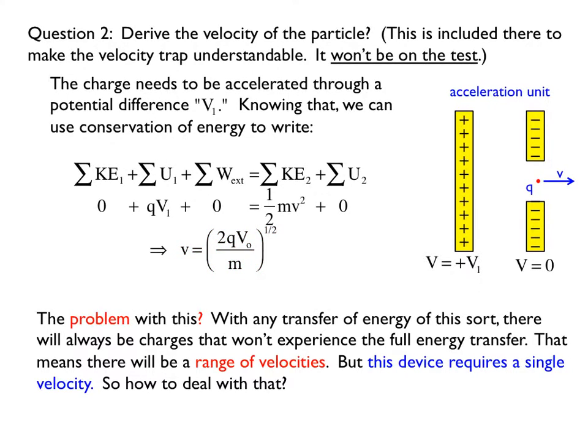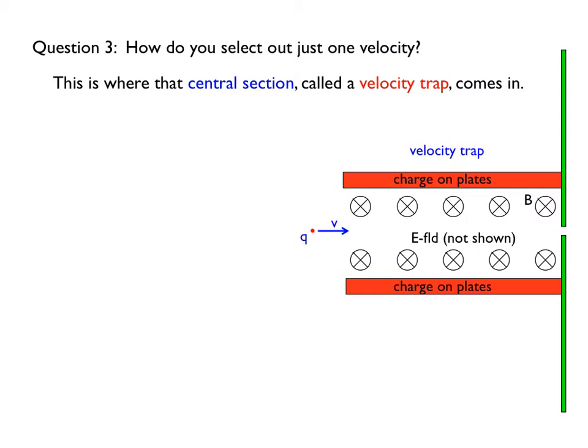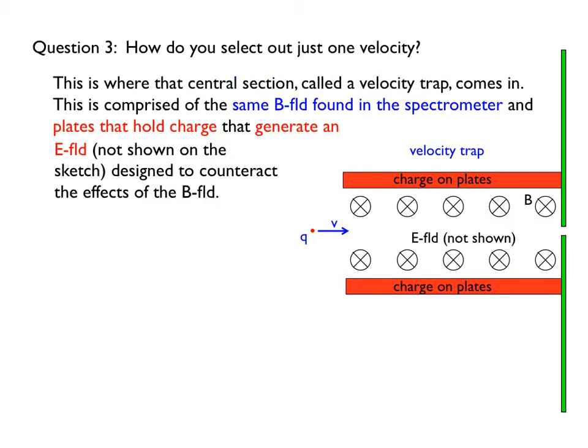The problem is that as thousands to millions of particles jostle their way through this potential difference, there are going to be collisions. Some particles are going to pick up more energy than they would be expected to have. Some will have less, which means you're actually going to have a velocity range as the particles leave. The question arises, how do you select out just one velocity? This is where the velocity trap comes in.